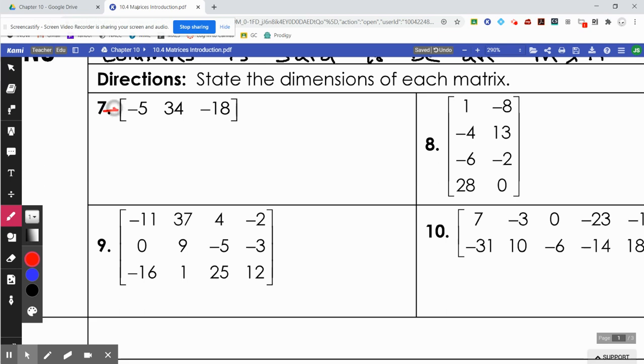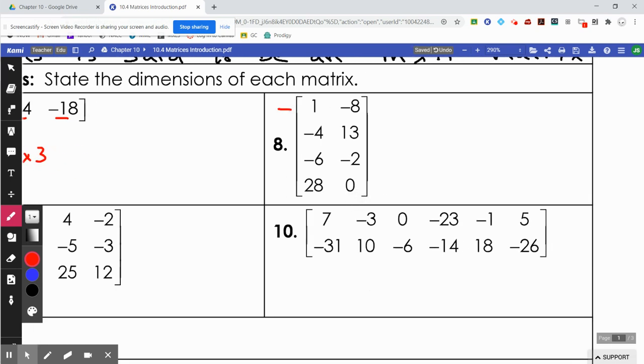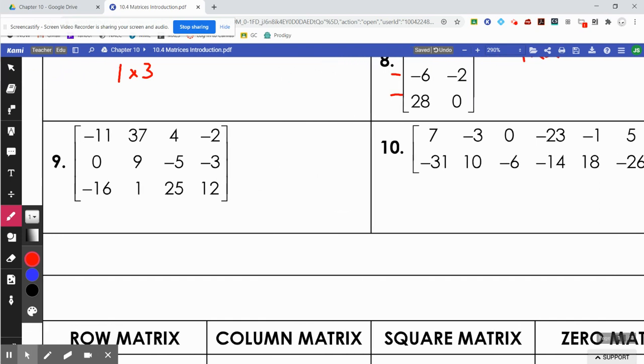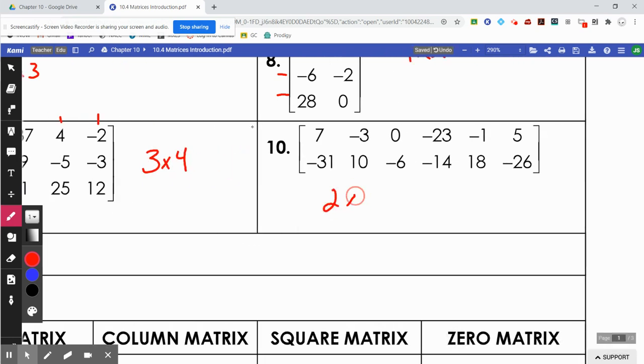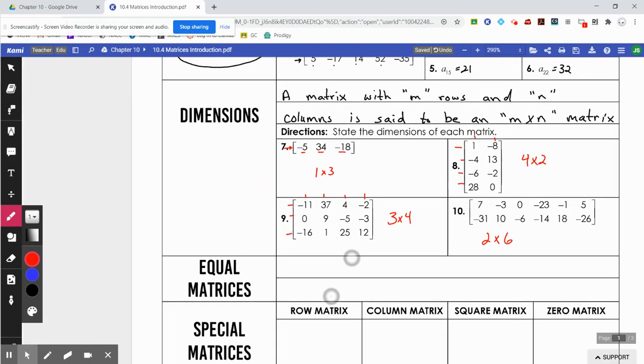So this matrix has only one row. However, it has 3 different columns. So therefore, this is a row by columns. This is a 1 by 3 matrix. Number 8, row by columns. It has 1, 2, 3, 4 rows, and it has 2 columns. So this is a 4 by 2 matrix. Number 9, it has 1, 2, 3 rows and 4 columns. So it is a 3 by 4. And finally, number 10 has 2 rows and it has 6 columns. So it is a 2 by 6 matrix.